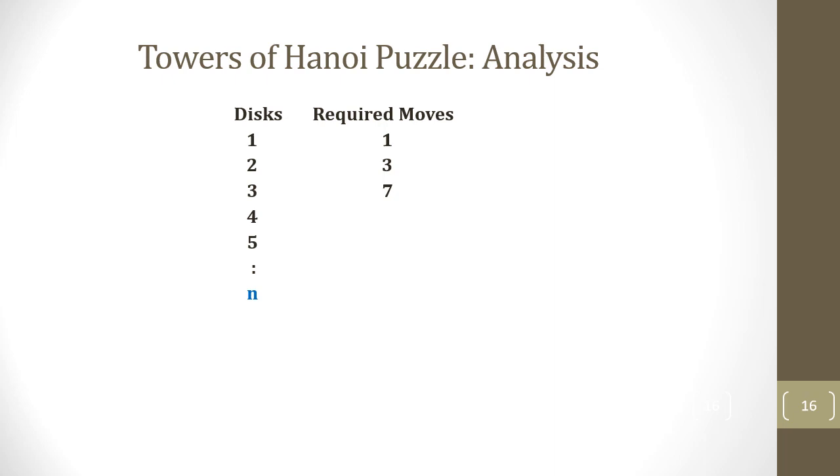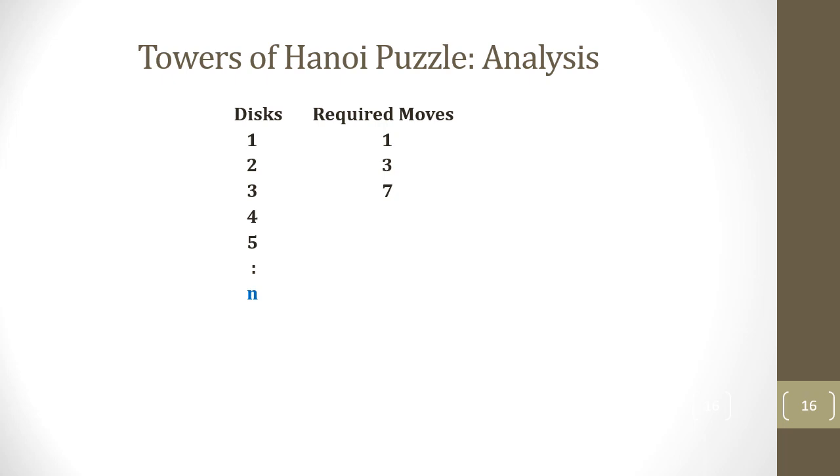So now let us perform the complexity analysis of this problem. As we have seen already in the previous slides, to move one disk, one move is required. To move two disks, three moves are required, and to move 3 disks, 7 moves are required. From the developed algorithm, we can derive the number of moves required for different numbers of disks.